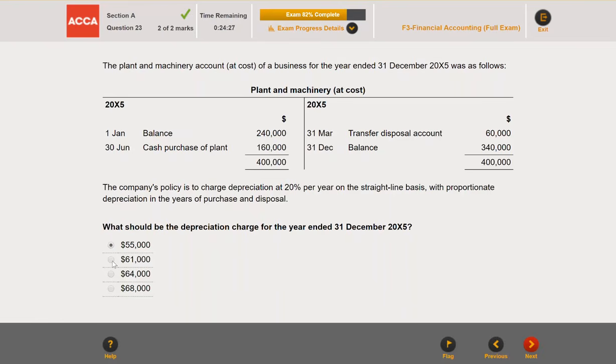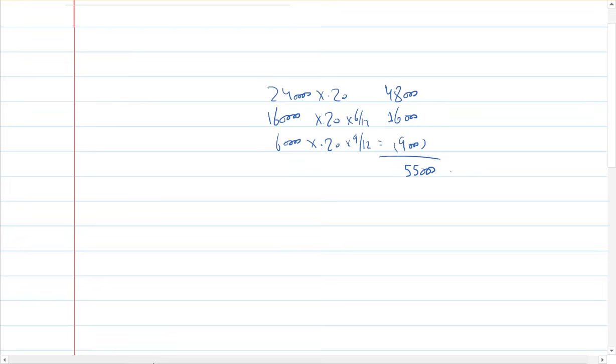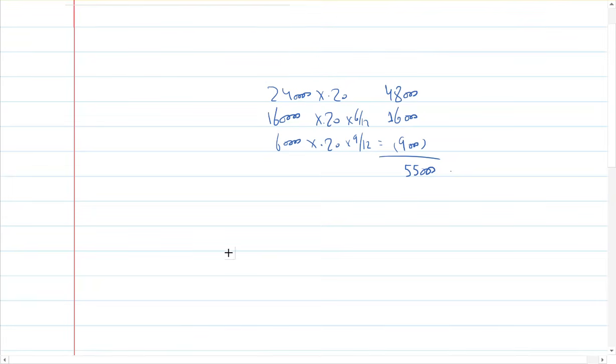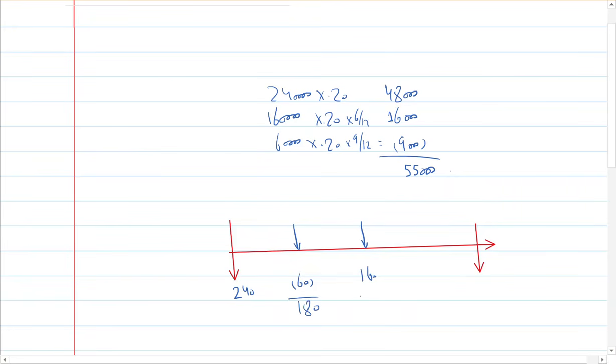Another way of doing it is if you create a timeline. So we have year end and year start. We had opening balance 240 here. Then at March there was one change, and at June there was another change. At March we sold, so minus 60, and at June we bought. So the balance here is 180, and then the balance here adding it is 340.